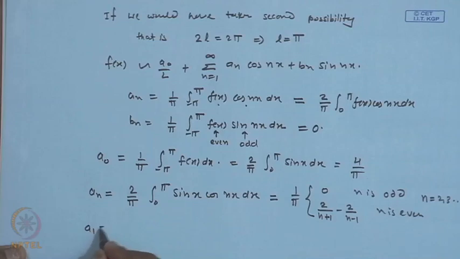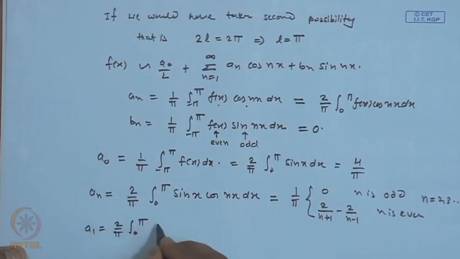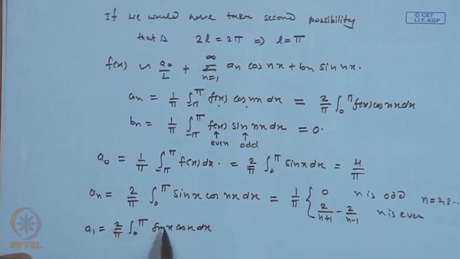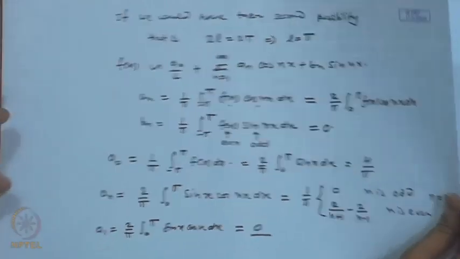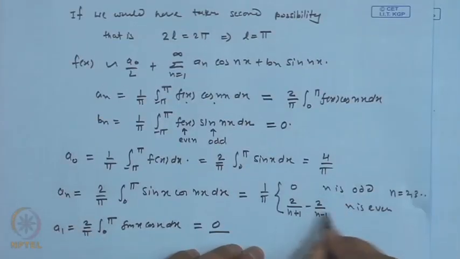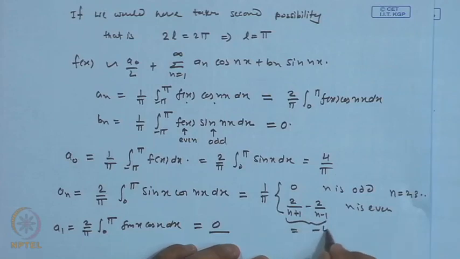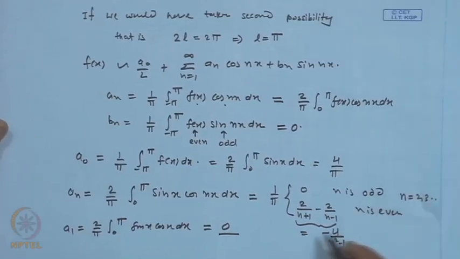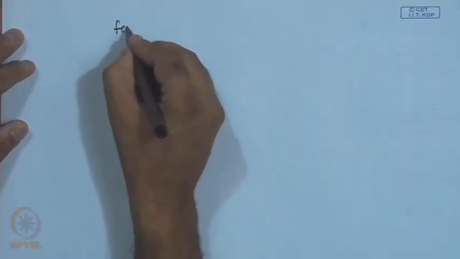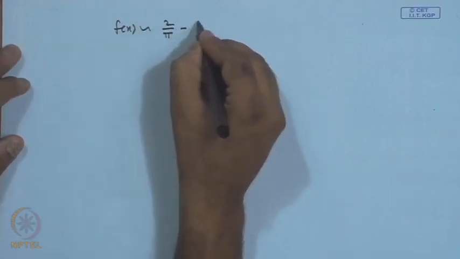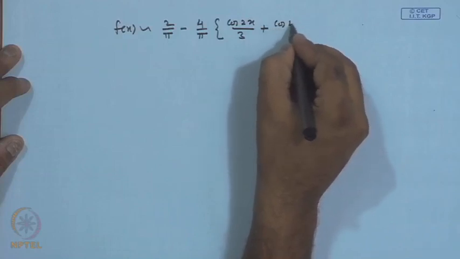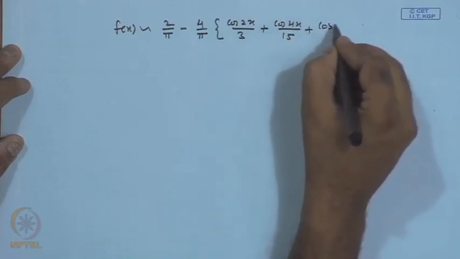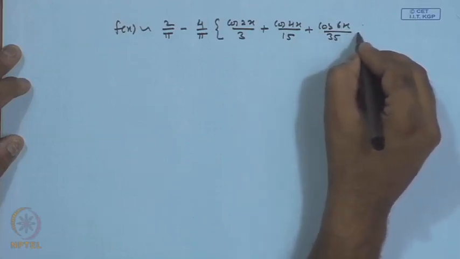So again for a1 we need to calculate, and that is 2 over pi, 0 to pi, sin x cos x dx. So 2 times sin x cos x will be sin 2x, then cos 2x over 2. So this will be again 0. So what will be the Fourier series in this case? What we have here finally is 2n minus 2 and minus 2n minus 2, so we have minus 4 over n square minus 1. If we write this Fourier series now, we have f x equals 2 over pi minus 4 over pi, and we have cos 2x over 3 plus cos 4x over 15 plus cos 6x over 35 and so on.